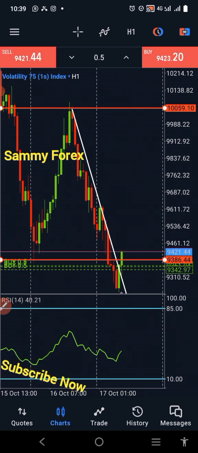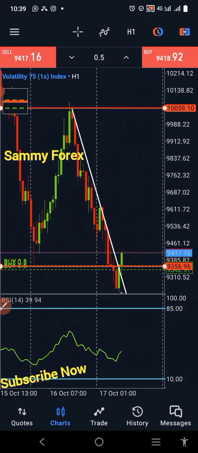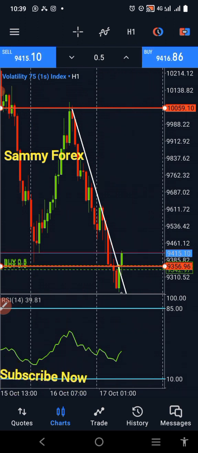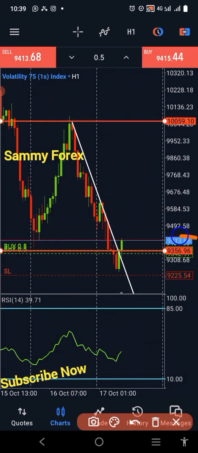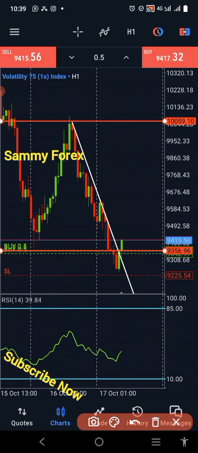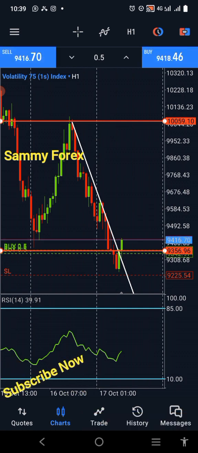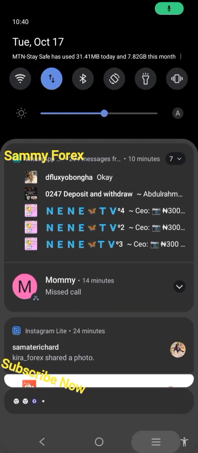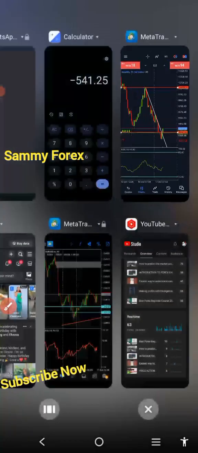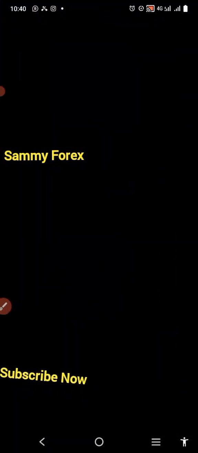Now, this is my entry. This happens to be where my entries are, 9357. Look at the price here. We are calculating from this price. This is the red line I used to mark where my entry was, 9356.96. Now let's go back to my calculator.